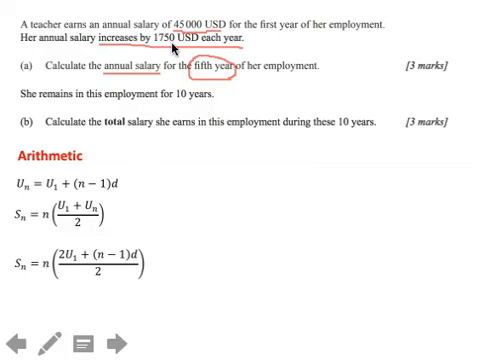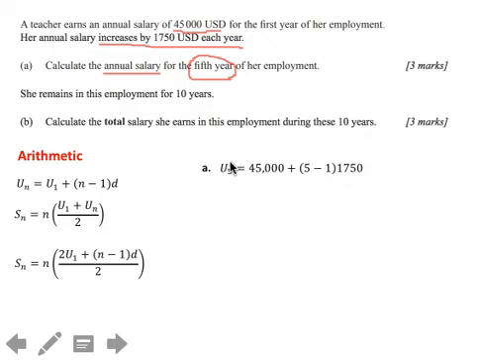So that makes the problem a little easier because usually arithmetic series or sequences are a little more straightforward. Now in this first problem, part A, the question's asking you to calculate her annual salary in the fifth year. So we're really just finding a specific term, the fifth term. So we're going to use this top formula right here to solve for problem A.